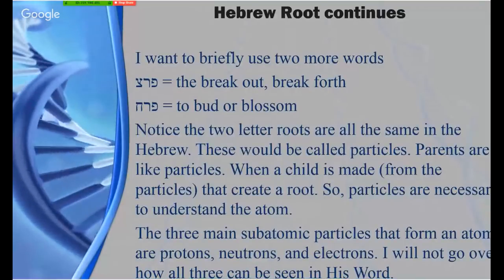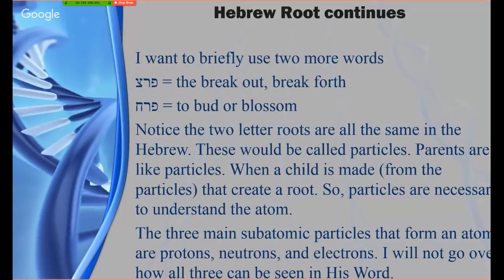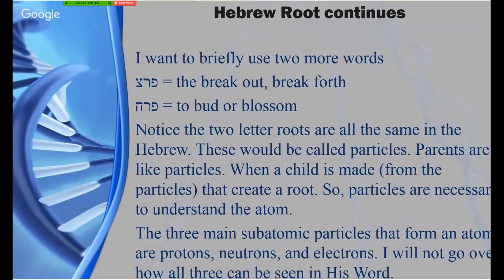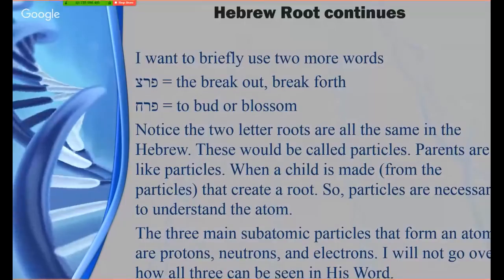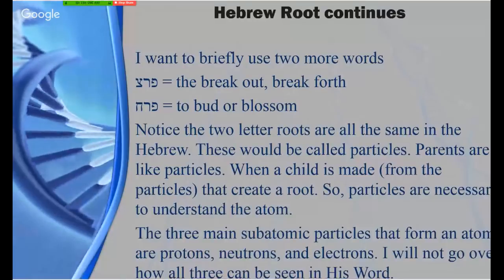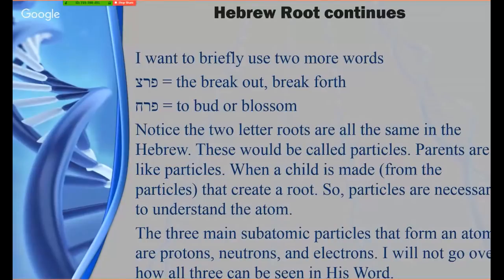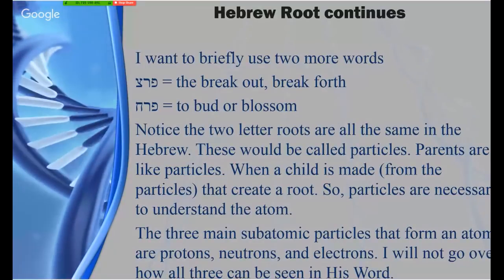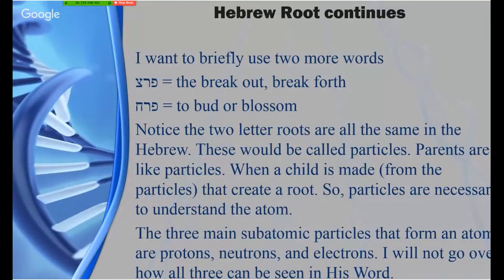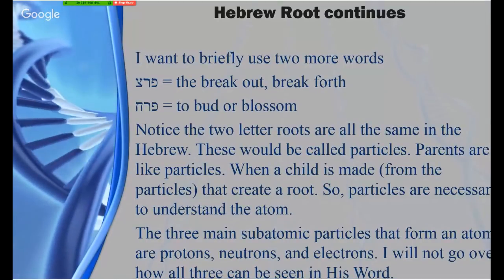Okay. So notice the two-letter roots are all the same in the Hebrew. These would be called particles. So I'm now using some science terms. Particles are something that you can't see, but it does exist, but you need another part of it to kind of see it, which is you, which we'll see later on. I said a parent is like a particles. When you have a child, what is it made from? From the particle, meaning from the parent. It creates a root. You have an offspring. When you put it together, it produces something.